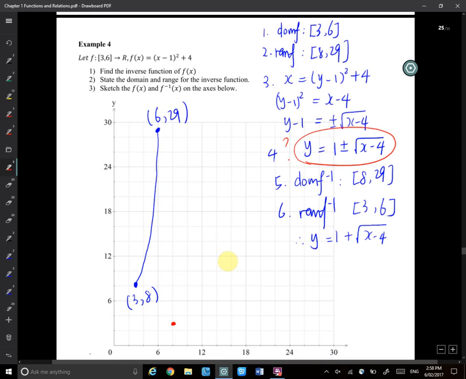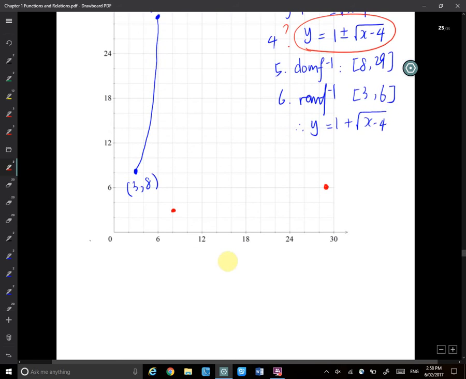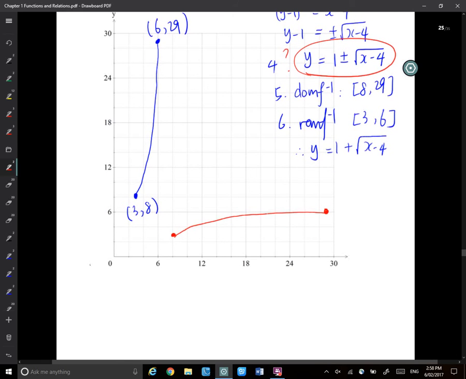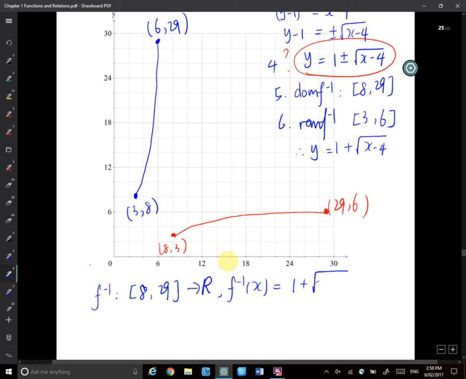And you have 6, which is here. So I have 2 points like that. And that's a square root function, so it will look like this. I will have 8 and 3 and 29 and 6, like this. So write in function notation. If I write in function notation, I have f inverse, 8 to 29 mapping to r, comma, f inverse x equals 1 plus square root x minus 4.